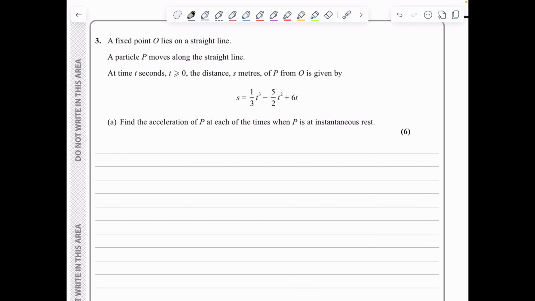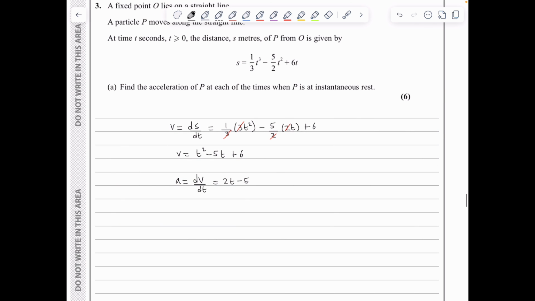I will start by finding an expression for the velocity, which is given by the derivative of displacement with respect to time. In differentiation, we get the power down and we deduct 1 from the power. So we've got a third times 3t squared minus 5 over 2 times 2t plus 6. Obviously, the 3 with the 3 will cancel out, the 2 with the 2 will cancel out, and therefore we get that v is equal to t squared minus 5t plus 6. Now the acceleration is given by the derivative of velocity with respect to time. So this is giving me 2t minus 5.